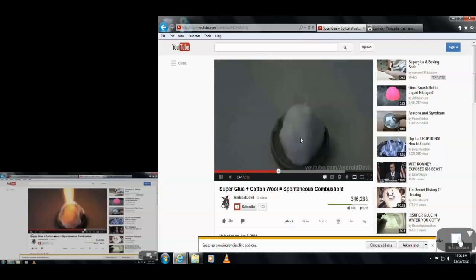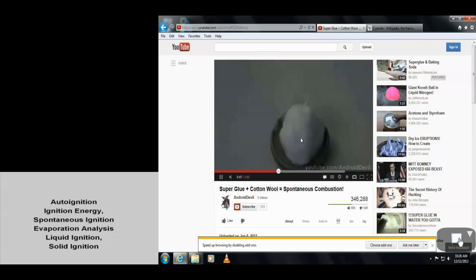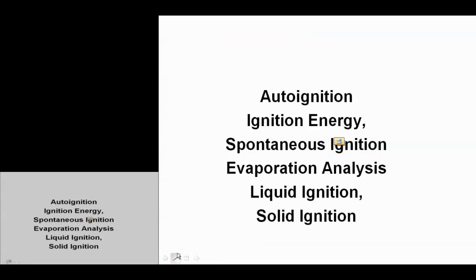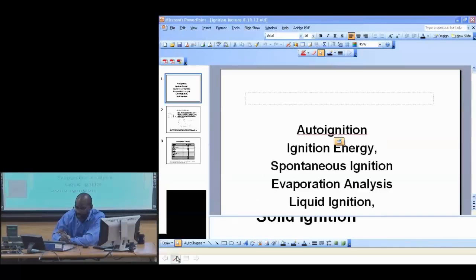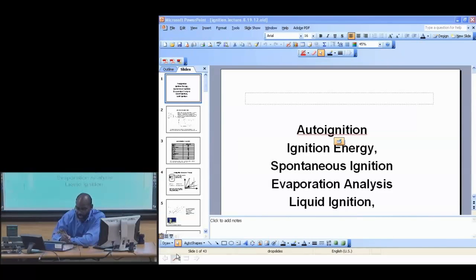So what we want to do is talk about what the factors are and how to analyze systems like that. So this lecture will talk about autoignition, which is different from what we just saw, spontaneous ignition, then evaporation, and liquid ignition and solid ignition.